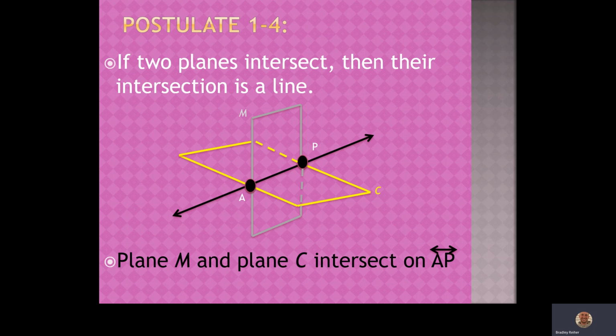The next postulate is actually our fourth postulate. Skip the third one because it's a little bit tricky. We'll probably get to that one in the next video. This one talks about planes intersecting. Remember, planes are flat surfaces. They go on forever in all directions. They have no thickness. If 2 planes intersect, then their intersection is a line.